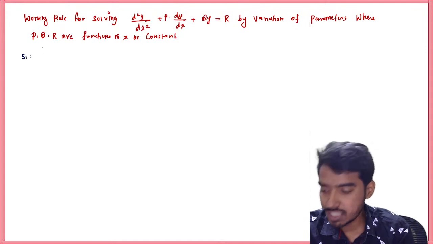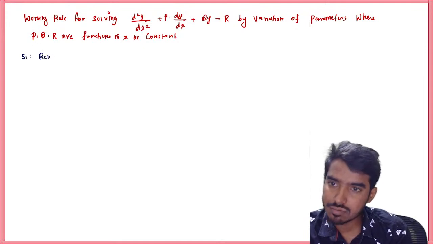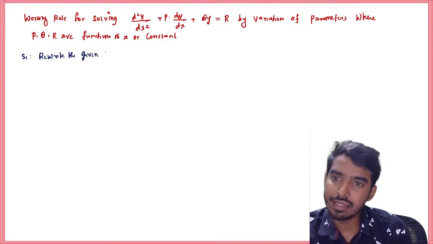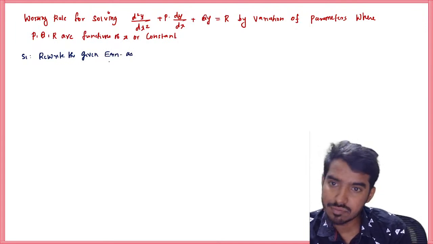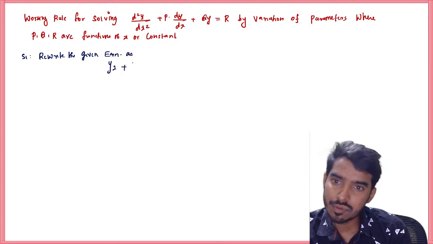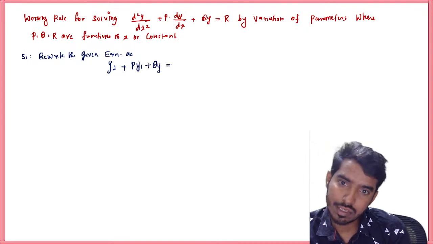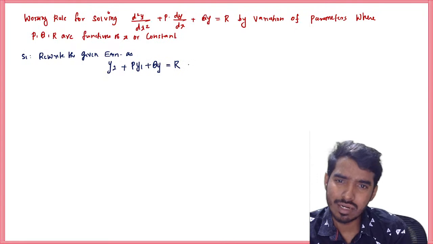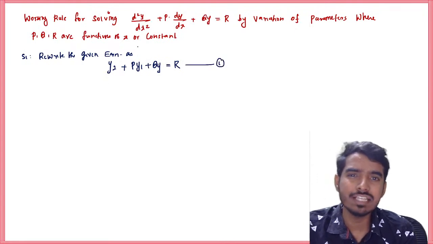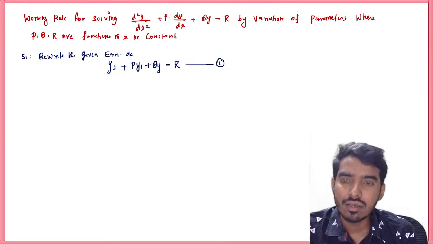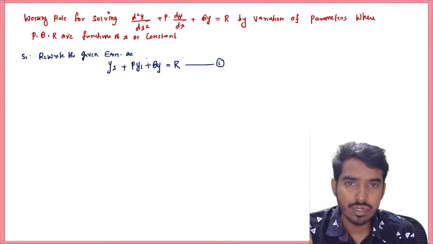So step 1 is rewrite. Very easy, right? Rewrite the given equation as y2 plus py1 plus qy is equal to r. Y2 means d square by dx square, y1 means dy by dx. Y2 means second order derivative, y1 is first order derivative, right? Make sure you rewrite this equation.